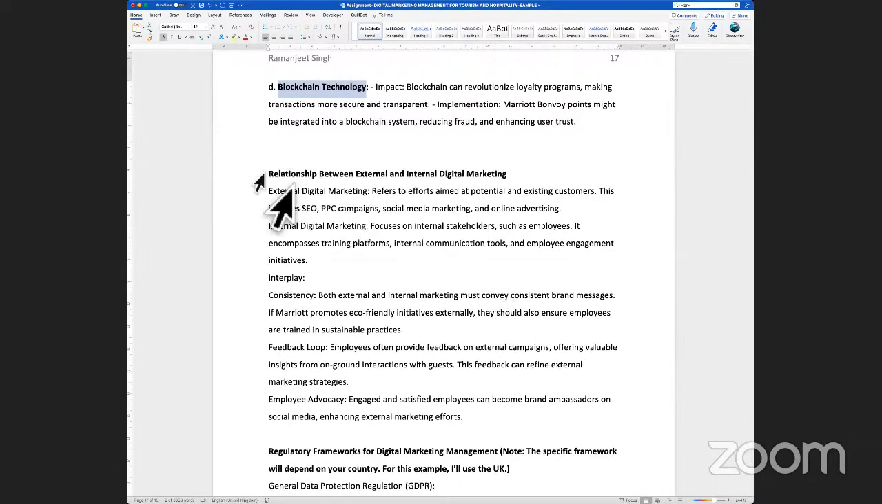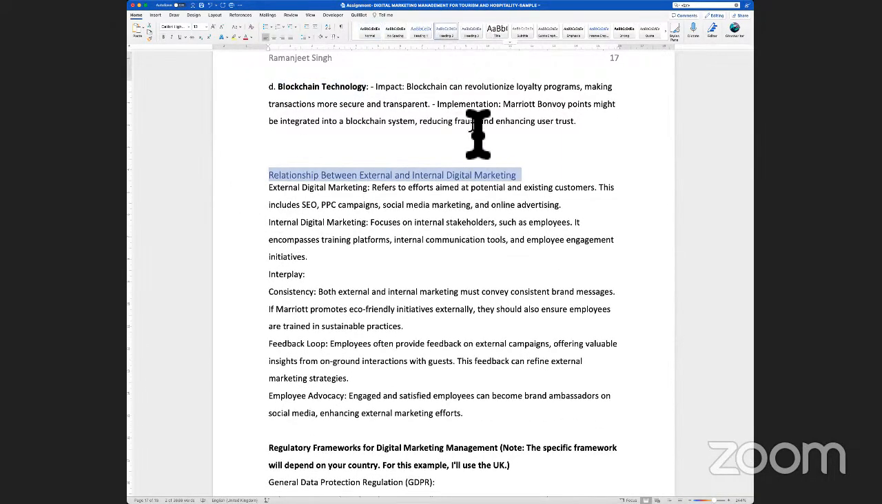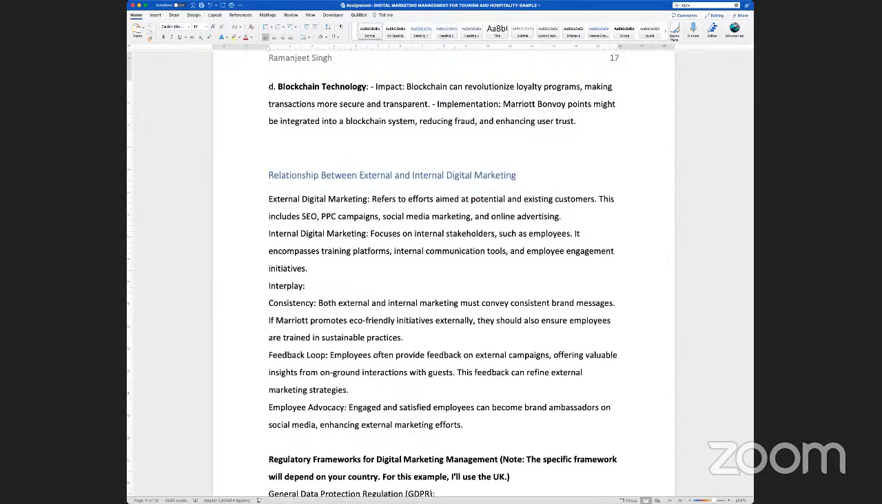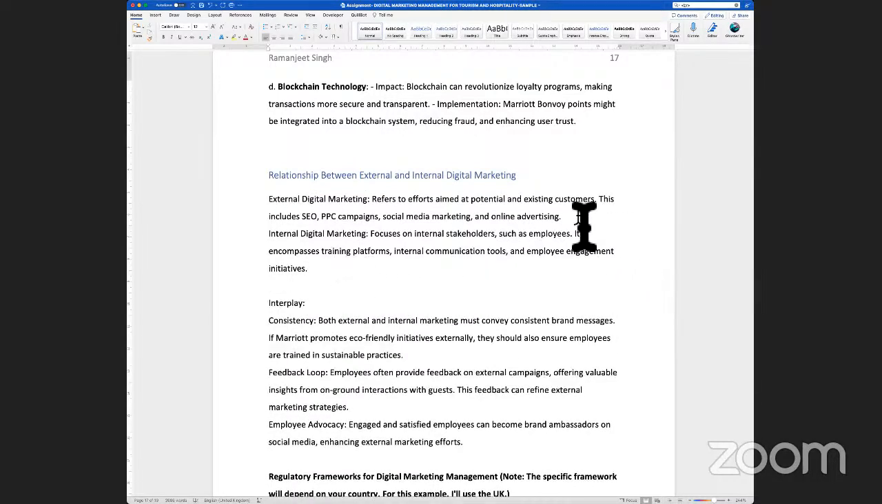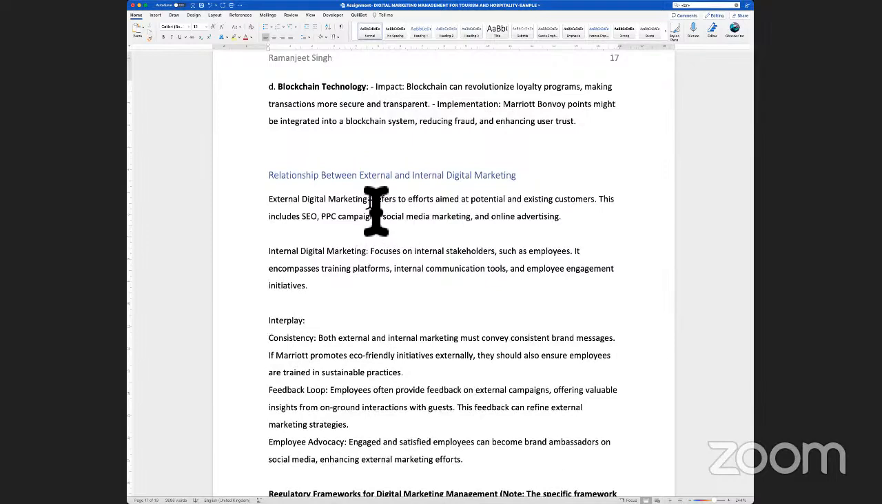The second part of your task asks you to discuss the relationship between external and internal digital marketing. Some of you, when you studied learning outcome 3, would have seen that there are ways to outsource digital marketing. Things like search engine optimization, pay-per-click campaigns, social media marketing, and online advertising can be outsourced to an agency. That would cover external digital marketing.